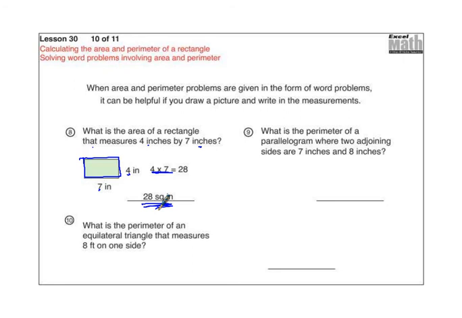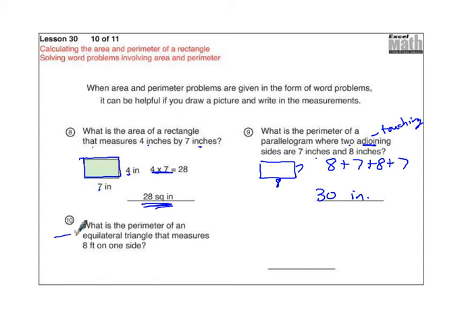Okay, perimeter of a parallelogram where two adjoining, that means touching, sides are 7 inches and 8 inches. So 8 and 7, those two sides are touching. We want the perimeter. So we're going to add 8 plus 7 plus 8 plus 7. That's equal to 30 inches. 30 inches. Pause the video, try number 10. Turn it back on when you're ready to see the solution.